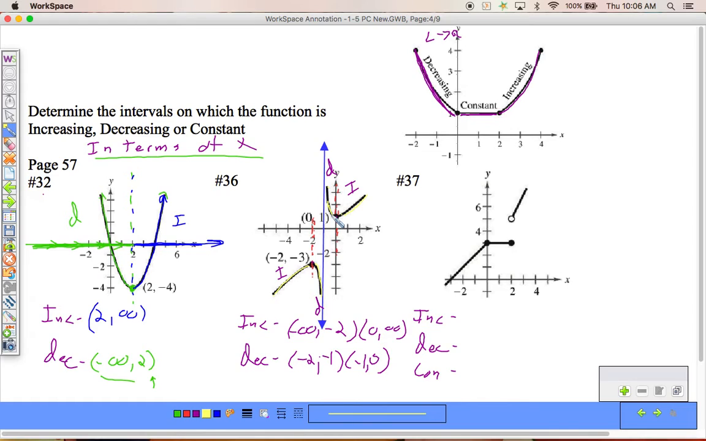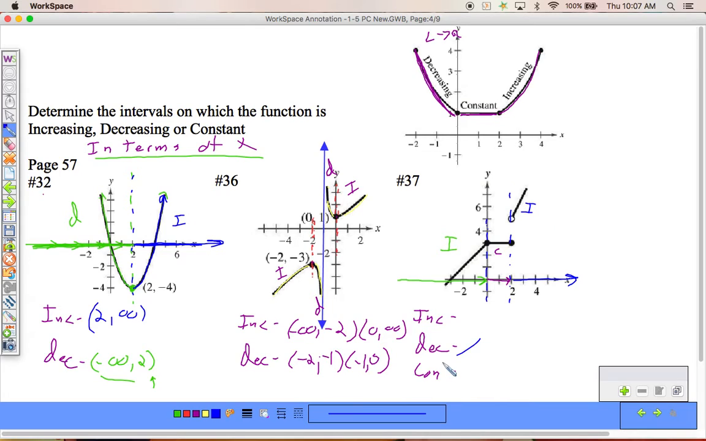All right, this last one. I'm looking for where it changes directions. Here's my point where it changes, and this is where it changed. So looking from the left to the right first, as I walk along here, from the left side up to 0, my graph is increasing. From 0 to 2, it's constant. It's staying the same. And lastly, from 2 to infinity, it's increasing again.